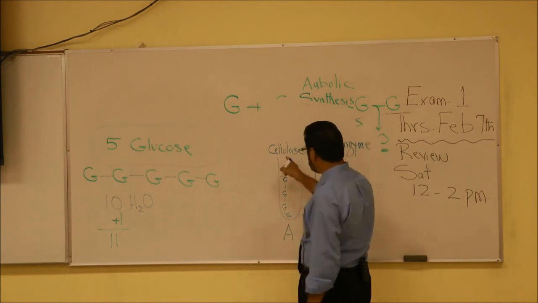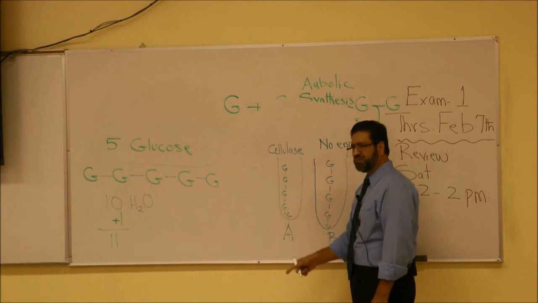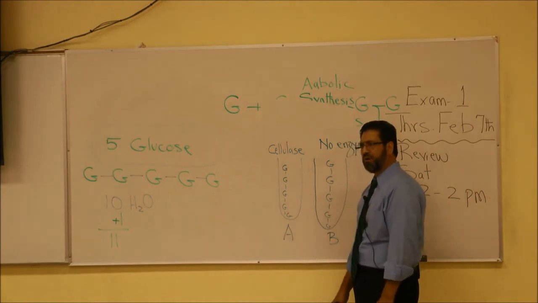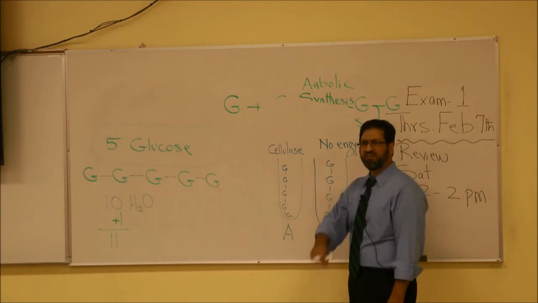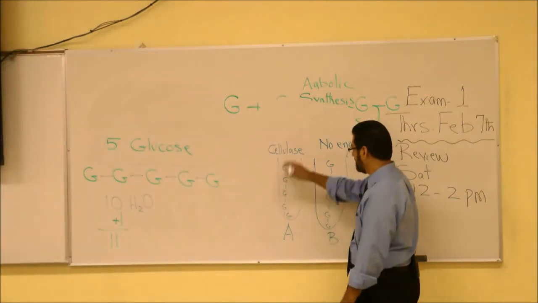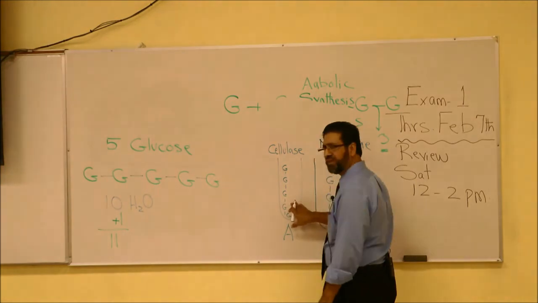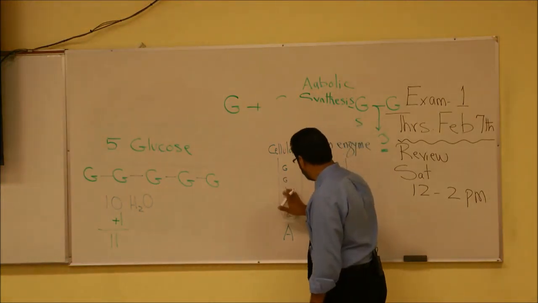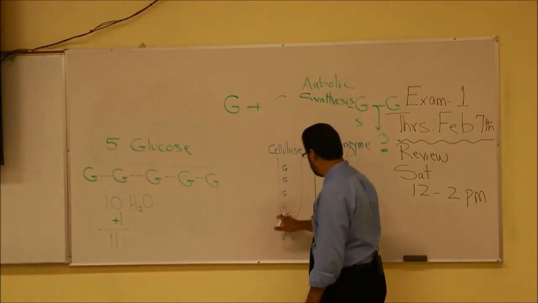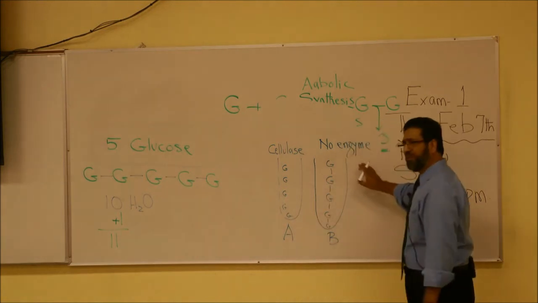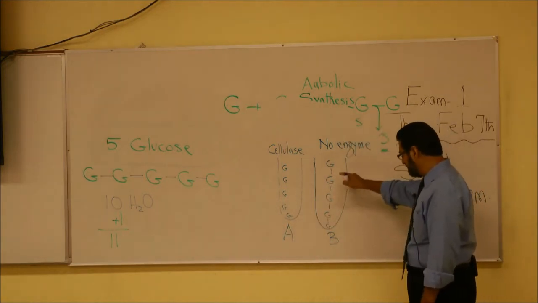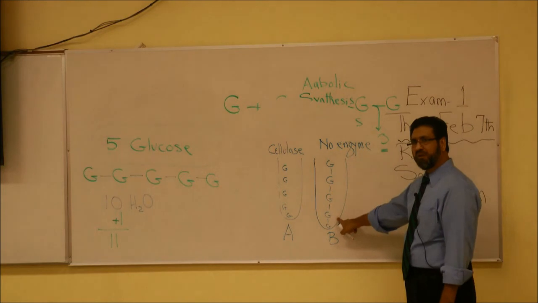How long would it take for cellulase to break down these carbon chains into individual sugars? How long? Within seconds. Enzyme will work on the substrate, and these bonds will be gone. Okay, right here. All right. No enzyme tube. Do you think these bonds will be broken down without enzyme?